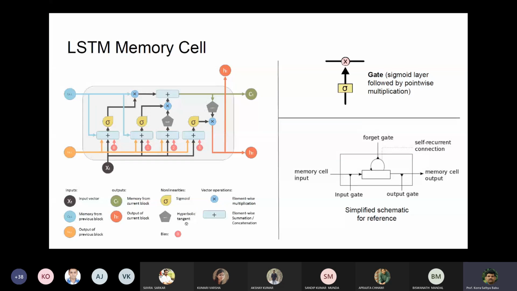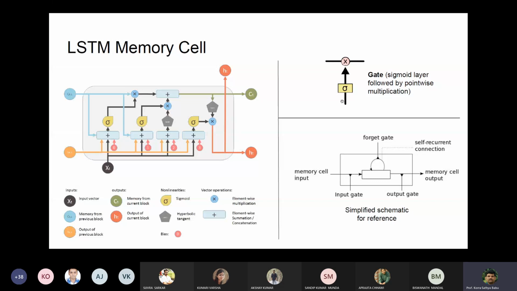The various operations that get performed in the memory cell are element-wise multiplication, vector multiplication basically, element-wise summation, or concatenation. These are the various operations that happen in this memory cell. So see something like this: there is one figure on the right side. This is a gate. When we say a gate, it is a sigmoid layer followed by a point-wise multiplication.